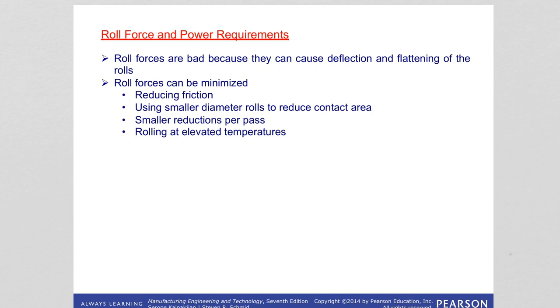Roll forces can cause deflection and flattening of the rolls. Think about a rubber tire and how it gets flattened. Such changes, of course, will affect the rolling process and its ability to produce a uniform thickness in the rolled sheet. So, how can we minimize roll forces?